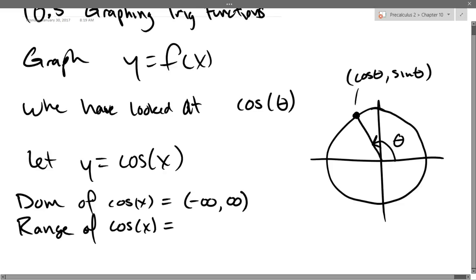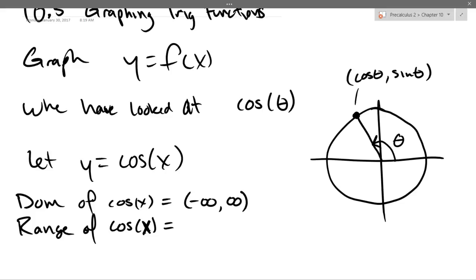So on the unit circle, it's a little strange because the output of cosine on the unit circle is x. And that's a little confusing because the input for our cosine is also x. So they're treated a little differently. So think about on the unit circle, what is the very largest x value I can have? 1. What's the very smallest x value I can have?